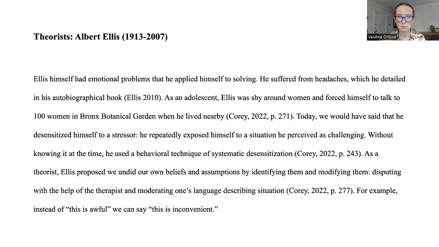Ellis himself suffered from emotional problems, and he applied himself to solving these problems. He also had headaches. He detailed all that in the book REBT: If it works for me, it can work for you. It is said that as an adolescent, he was shy around women. So he talked to 100 women in the Bronx garden. He lived in the Bronx. And thus he exposed himself repeatedly to the situation that he considered to be very stressful. And in the end, he was made insensitive to it, so to speak.